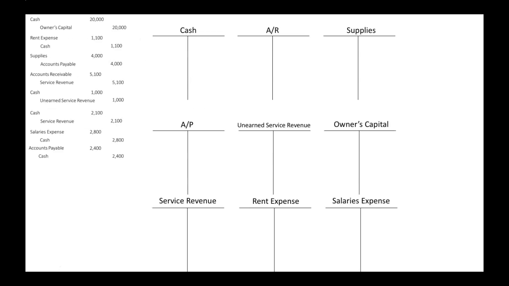So we're going to want to show that our cash is decreasing, and we're going to want to show that our accounts payable is decreasing. Because if we are paying them back, we need to show that we don't owe them as much money as we did previously. So accounts payable decreases with a debit because it's a liability account. So we debit our accounts payable and we credit our cash for $2,400.